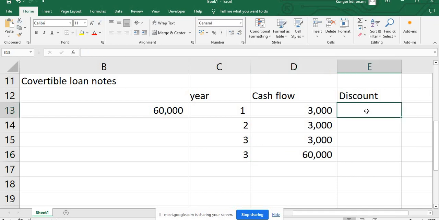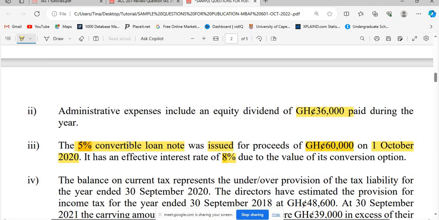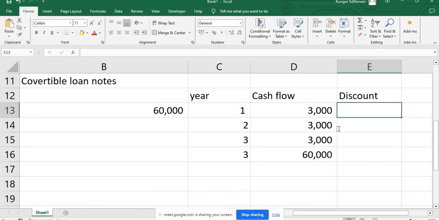All right, so the discounting factor, according to the standard, we pick the higher of the coupon and the effective interest rate. Since the effective interest rate is higher than the coupon, we pick the effective interest rate, which is 8%. Is that okay? So the discounting rate will be just the normal formula for the present value factor. That will be 1 over 1 plus the rate raised to the power the number of years.